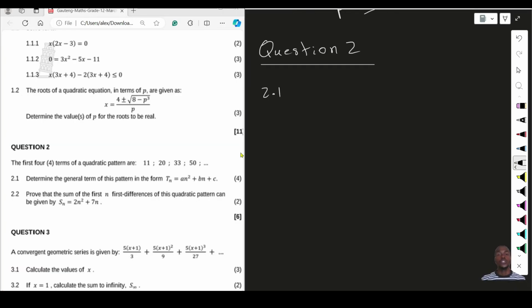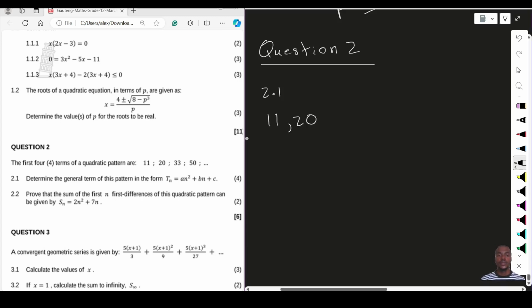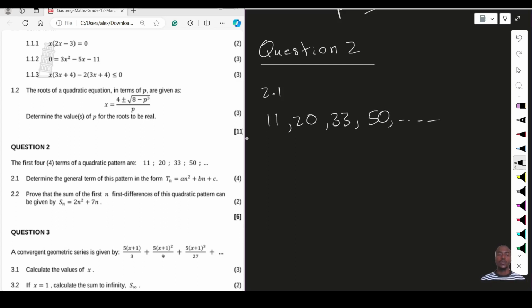Let's look at question 2. Question 2 says the first four terms of a quadratic pattern are 11, 20, 33, 50. Then the list goes on. Then it says determine the general term of this pattern in the form Tn equals an squared plus bn plus c. So from here, what you need to do is we are working with a quadratic pattern.